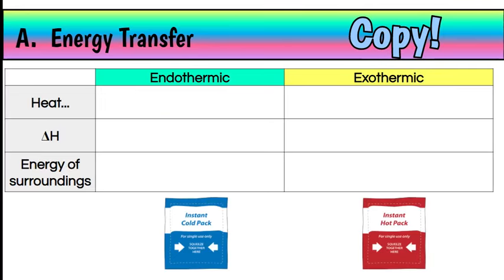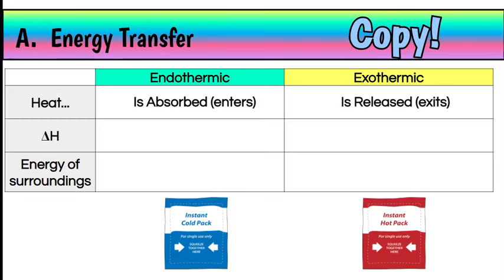Okay, so then I have a couple of charts for you to help you organize your thoughts. For endothermic, heat is absorbed. We can say it is entering the system. Enter, endothermic. For exothermic, we're looking at heat being released. It is exiting the system. So exothermic, the prefix ex meaning out, right? Exothermic, heat is going out, it's exiting.